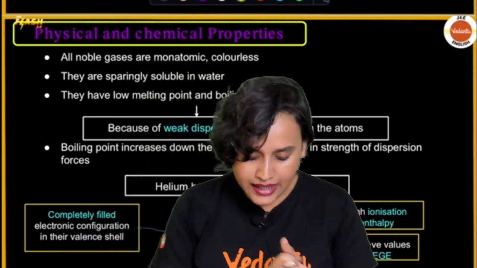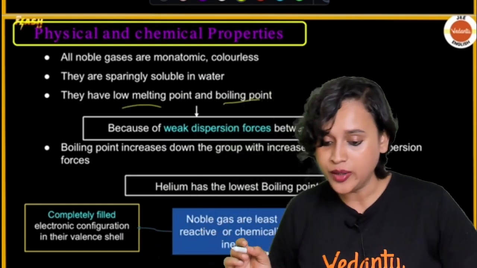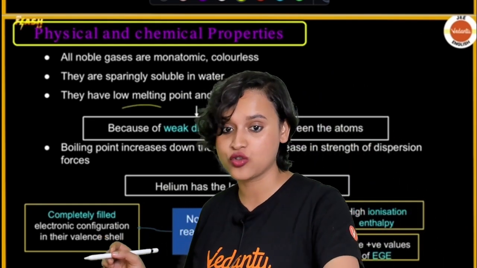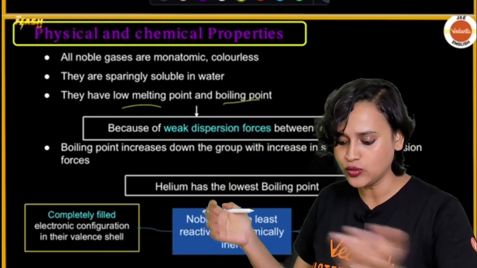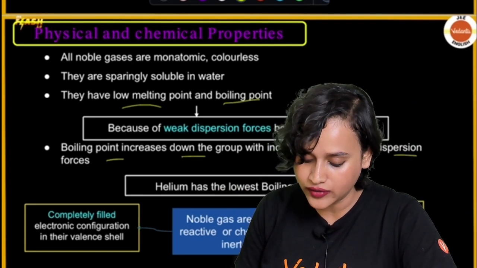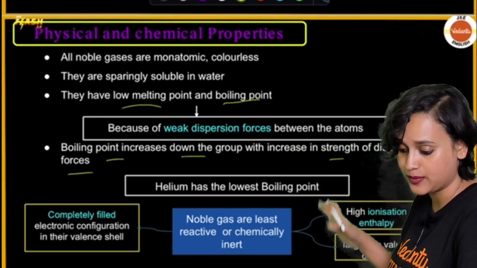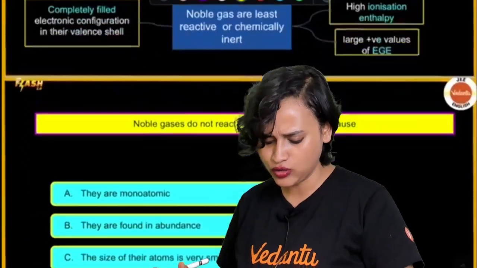What else? They have very low melting and boiling points because of the weak dispersion forces. Boiling point increases down the group with increase in the strength of the dispersion forces. Helium has the lowest boiling point. Completely filled electronic configuration. I feel like it is repetitive, we know that already.